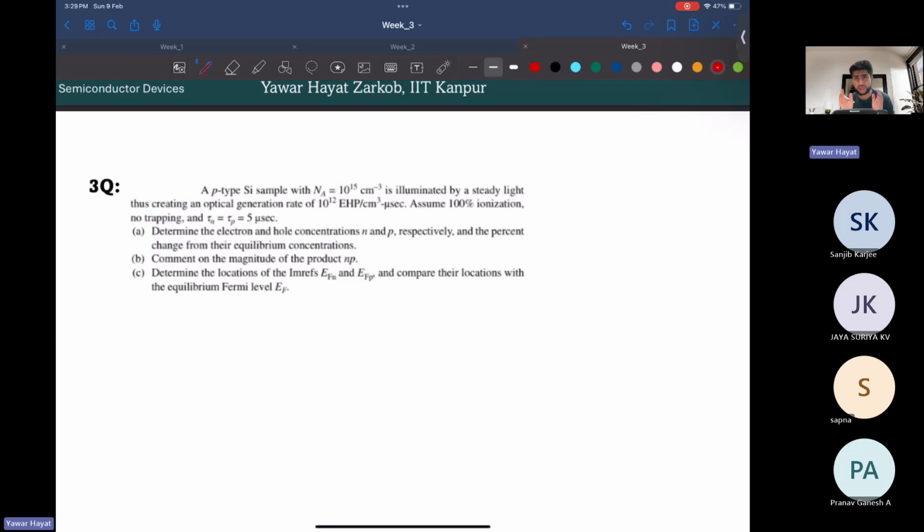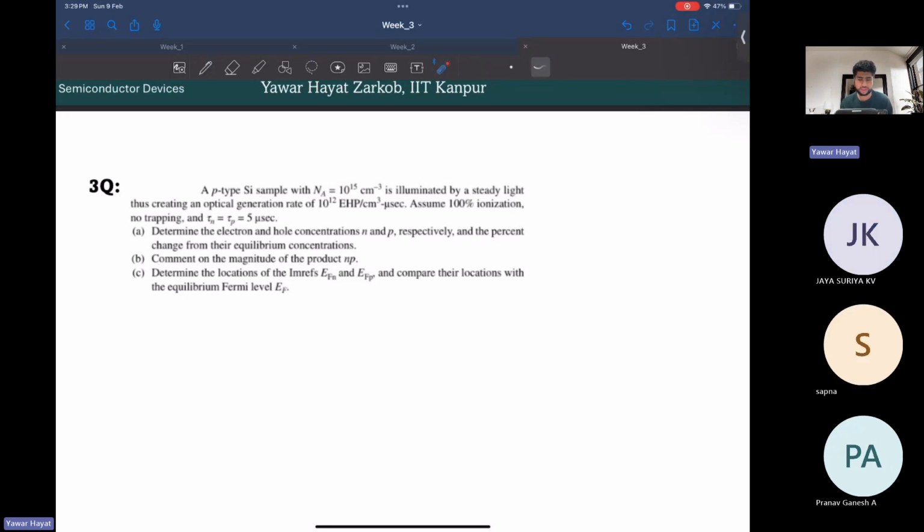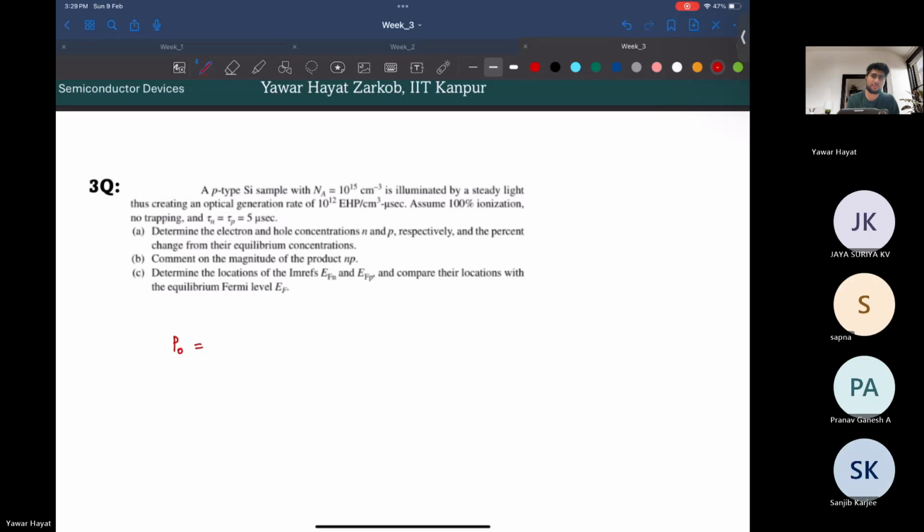The idea is I'm trying to compute the equilibrium hole concentration first before computing the non-equilibrium concentration, because I need the percent change from the equilibrium concentration. So what is the equilibrium concentration? Let me label that as P naught. Can someone answer me what is P naught? P naught would be simply Na, which is equal to 10 to the power 15 per centimeter cube, right?